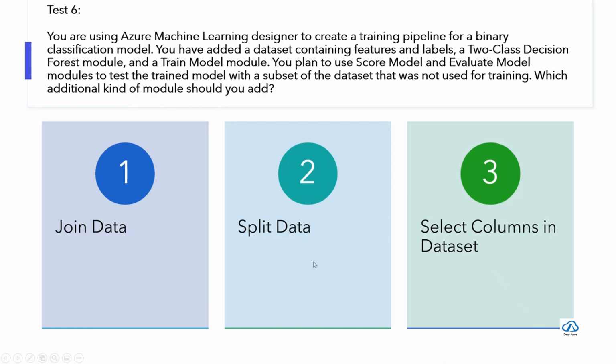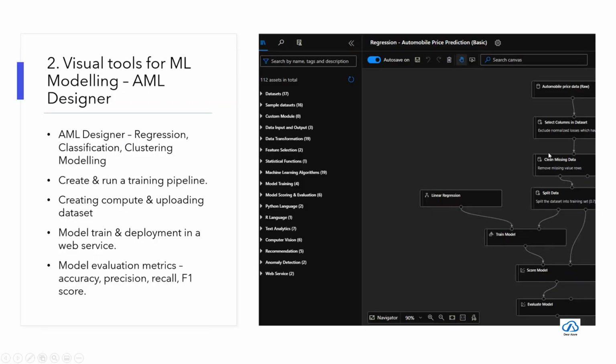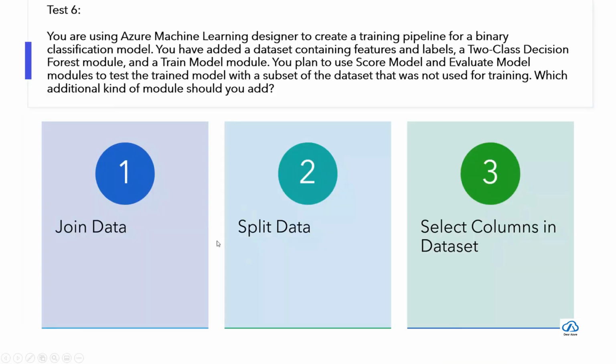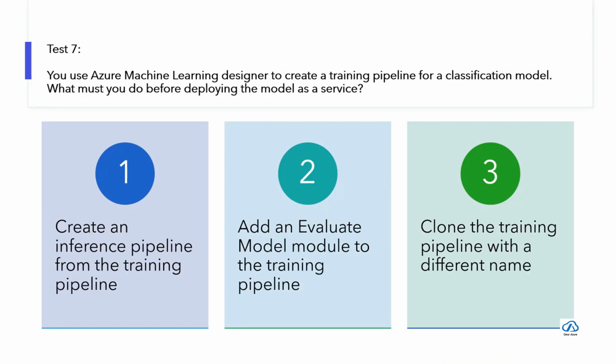You will use join data, split data, select columns in dataset. Here, after loading the data, we have split the data into train, and then there is a section for the test. So here, what will be the answer? Join, split, or something else? Two, split data. That's true. You need to split data into two sections, one for training and testing.